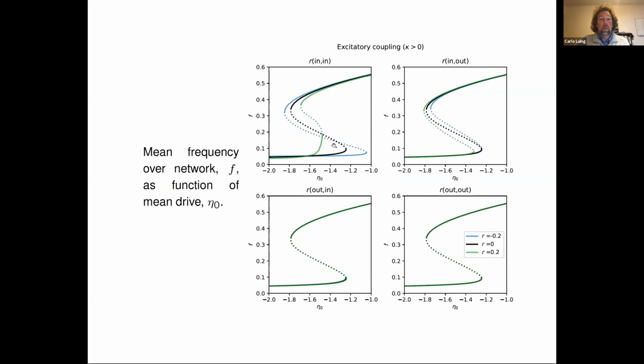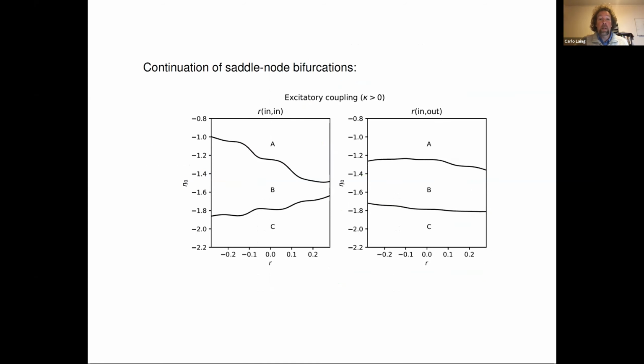And we can see that better if we actually use assortativity of the network as a bifurcation parameter and do continuation of these bifurcations as the properties of the network change. We see on the left, these are the saddle node curves. This region B is where the system is bistable, so it basically reduces the bistability region. Or in this case, it moves them around slightly.